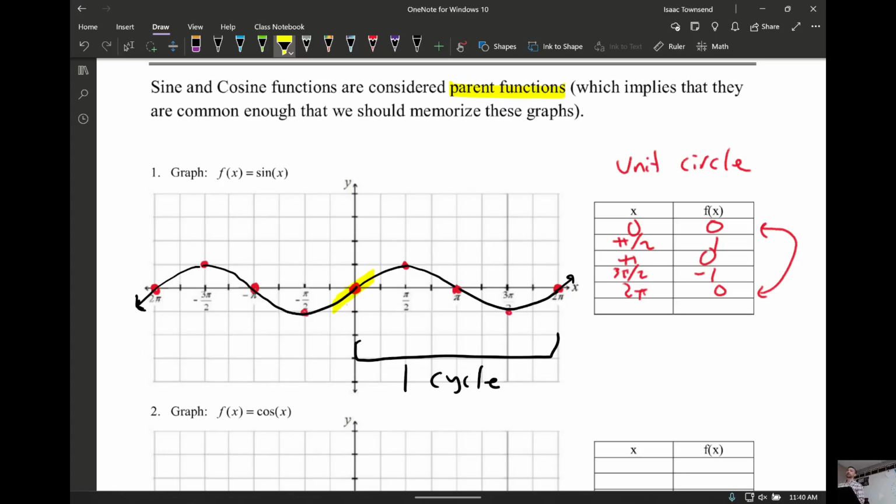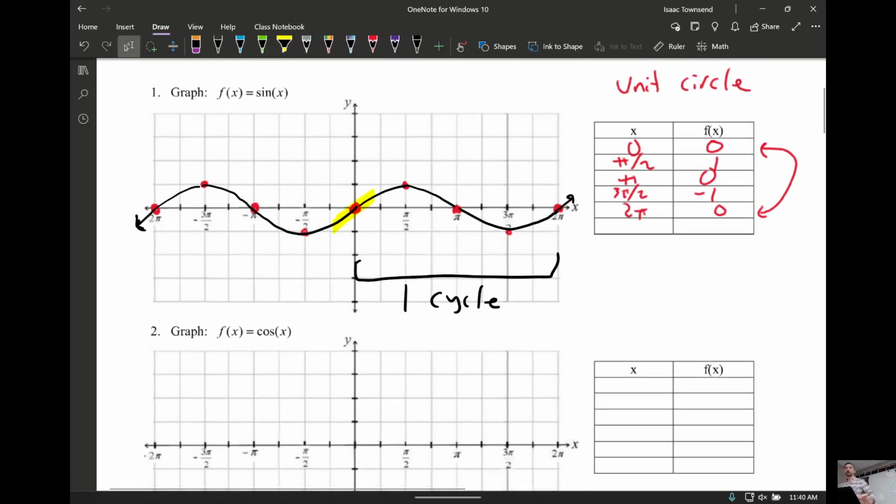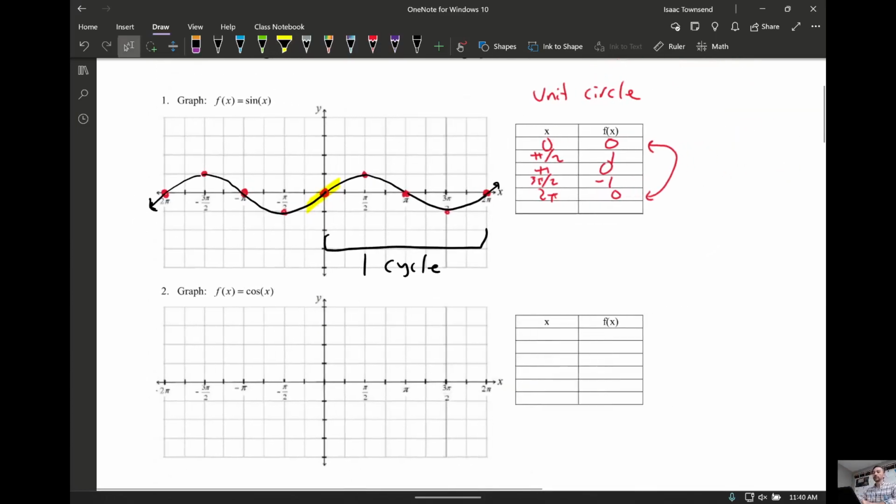But if you need specific points, or if you feel unsure if you memorized it correctly, just throw in a couple unit circle values and plot those points like I did on the table. Alright, if I do the same thing with the cosine graph, and I just throw in a few unit circle values that I can do quickly, I know the cosine at 0 is 1, plot the point.